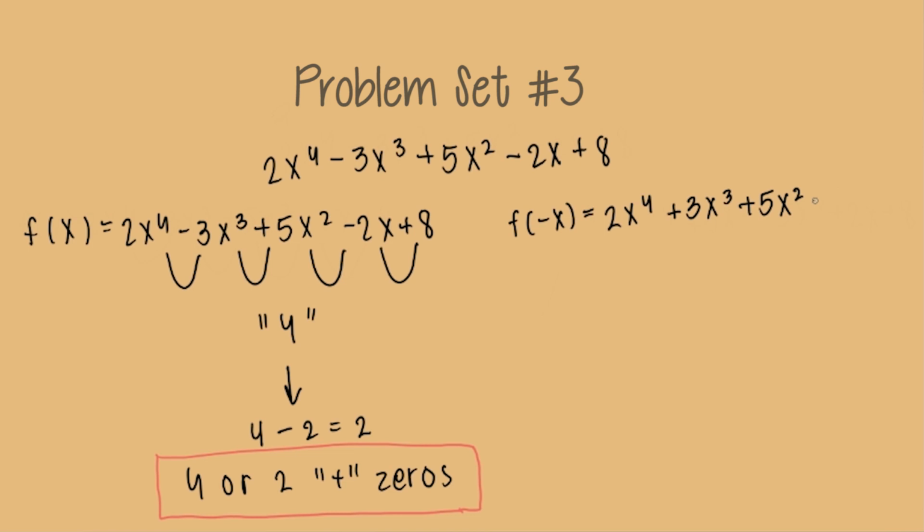5 times negative x squared again has an even exponent and has no negative beside it, which means it is positive. Negative 2 times negative x is positive, and 8 is still a positive. There are no changes, therefore there are 0 negative zeros.